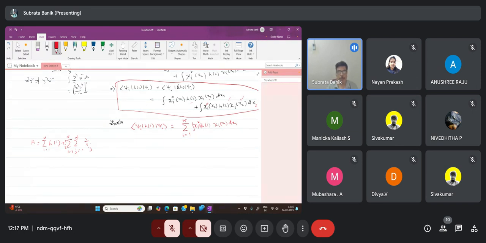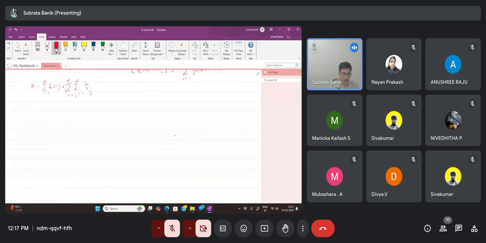Basically, what it does, all the one electron terms they add up. Now let us do the two electron part. What we are going to do here, for the two electron, this is 1 upon r12, sum over i, sum over j.